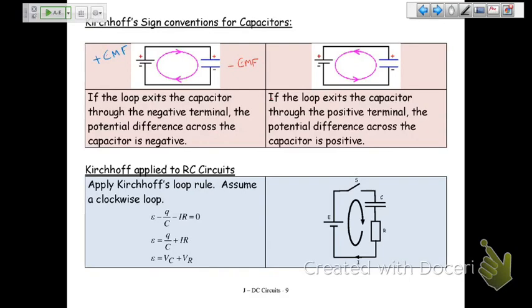And why do we need that? Because we're going to wave at that as we do some math. We're going to say Kirchhoff's laws apply to RC circuits.